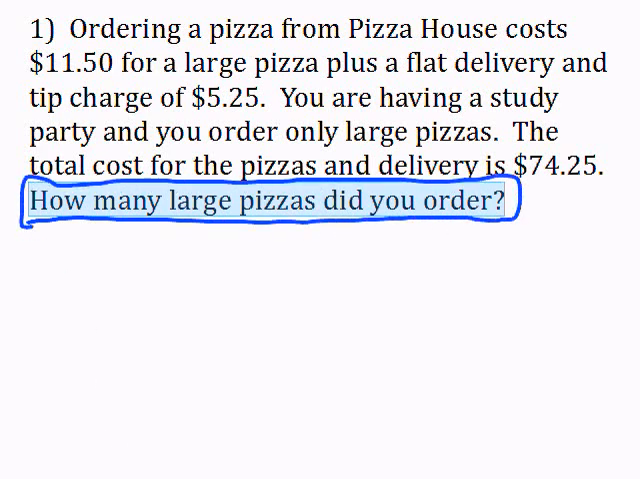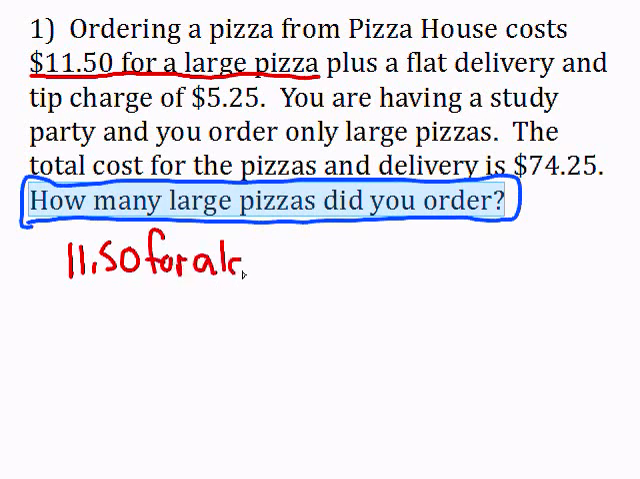Now, the next thing I would do after I know the question is I would go back through the problem and find out what pieces of information I'm given. I don't even care if it's important or not. I'm just going to write down the information that I'm given. So let's go back through it. Ordering a pizza from Pizza House costs $11.50 for a large pizza. So okay, great. It's a math problem. I've got a number, probably important. So $11.50 for a large pizza.